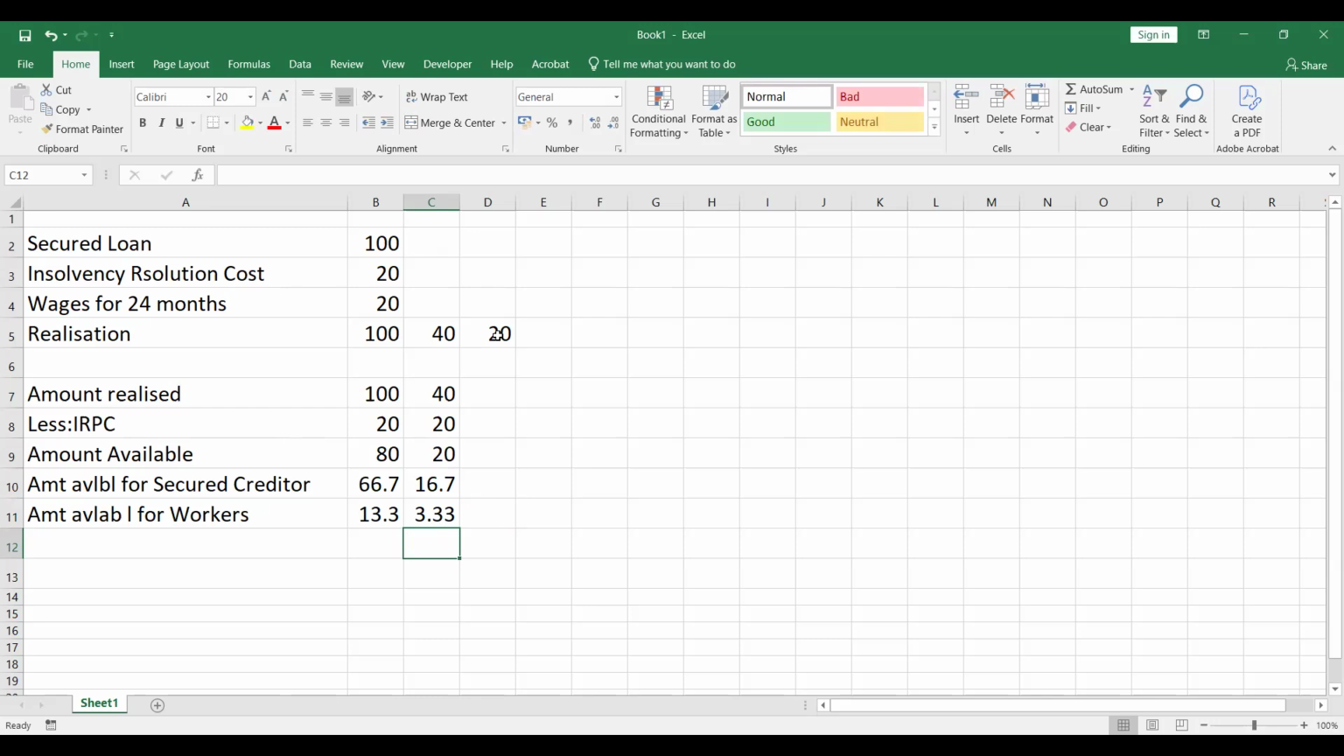Now suppose the entire amount realized is 20 only. Then what will happen? Zero. So nobody will get anything. Amount available is 0. So he will get 0 and he will get 0.